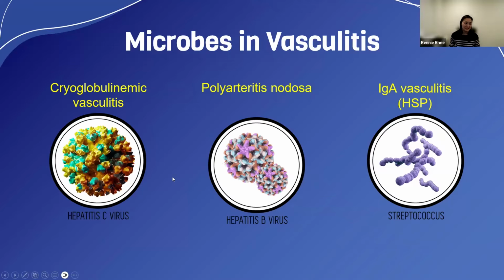So there are several types of vasculitis that have been linked to certain microbes. These are only in a subset of patients. So I will say if you have one of these types of vasculitis, it's most likely you will not have any of these infections. But in a subset, we have seen that these infections can cause these types of vasculitis, and getting rid of the infection helps get rid of the vasculitis. So hepatitis C virus and cryoglobulinemic vasculitis; hepatitis B virus, prior to the hepatitis B vaccine, used to be an important cause of polyarteritis nodosa, much less common nowadays; and in IgA vasculitis, streptococcus infections.